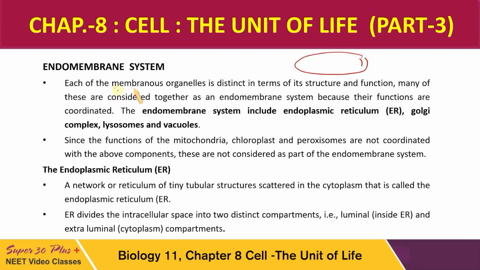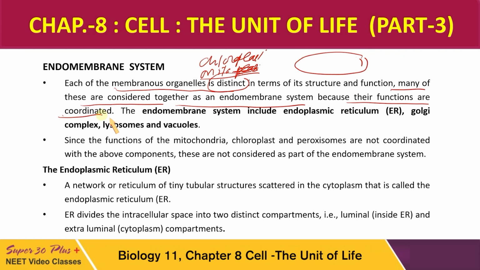Each of the membranous organelles is distinct. You can see that this is chloroplast, right? Or let this one be mitochondria. These are distinct. These are not connected. But you see, many of the organelles are considered together as endomembrane system. Why? Because their functions are coordinated. They are related to each other.